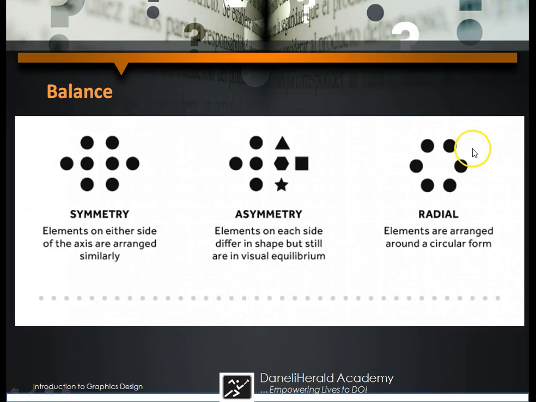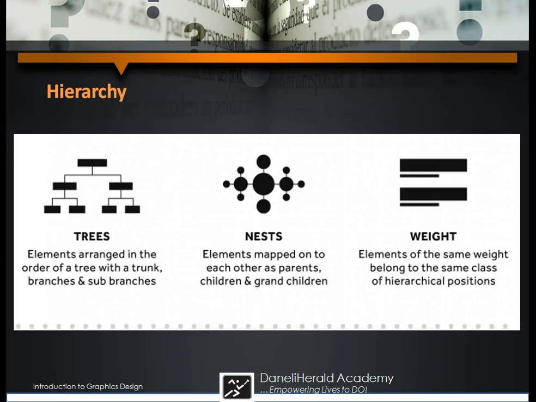The third one under balance is radial, and I think this is pretty clear. Radial describes a situation where elements are arranged around a circular form. You see, you have almost same distances in between the circles. It doesn't matter if they are the same shape or not, but it's just arranged in a circular form.